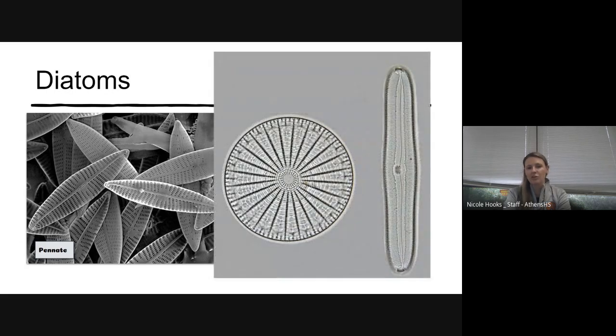Okay, so here's our two other pictures. That was a 3D microscope you were looking at. This is a 2D microscope. So very pretty looking centric and pennate. Pennate kind of almost looks like a pen. So that's hopefully how you can remember it.